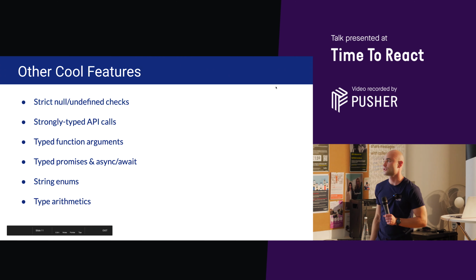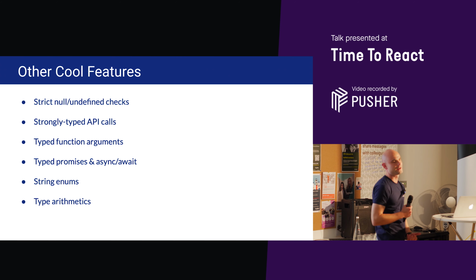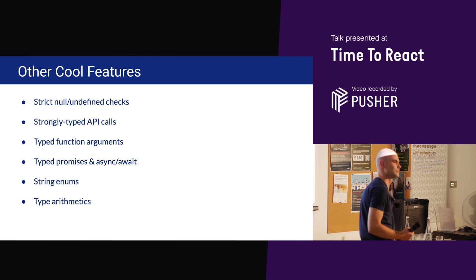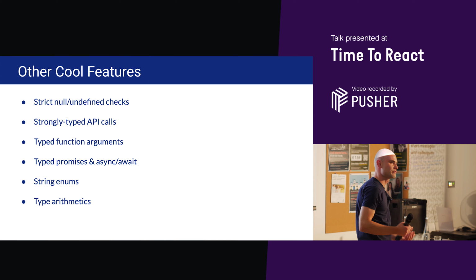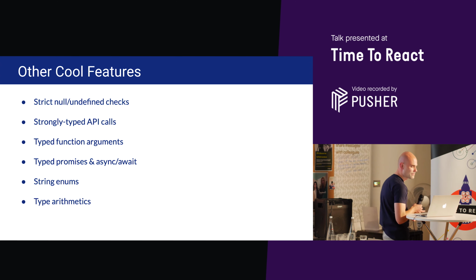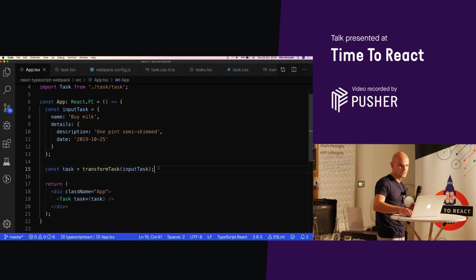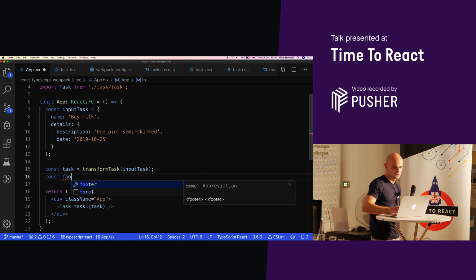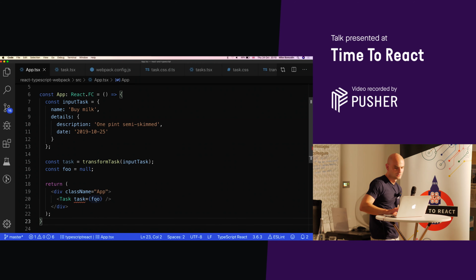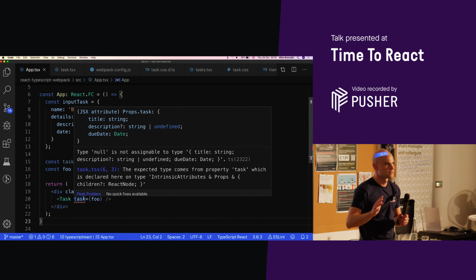TypeScript also has a number of other cool features, and one of them is strict null and undefined checks. I remember using Java and C#, seemingly strongly typed languages, but you can still pass null into your methods, and the compiler will not stop you from doing this. Luckily, the people behind TypeScript thought about the problem and added that to the language. If you come back to this update task, and I create another variable, const foo equals null, and try to pass it here, I'll get an error. That sounds simple, right? But in so many popular languages, this is magic.